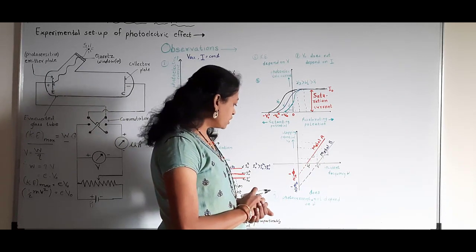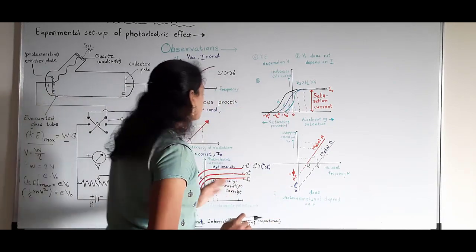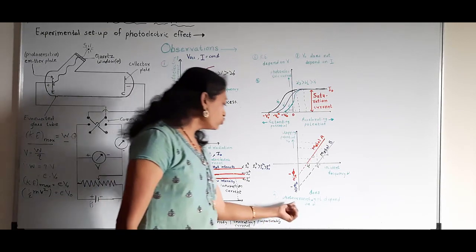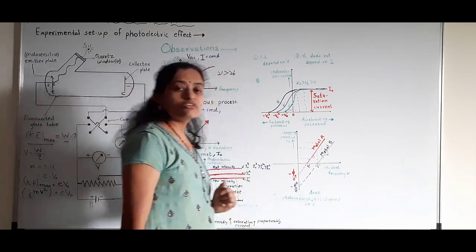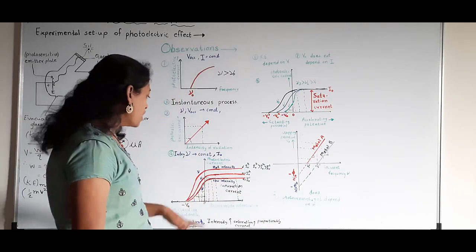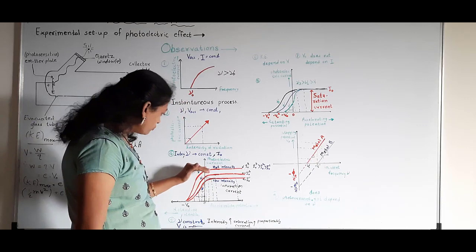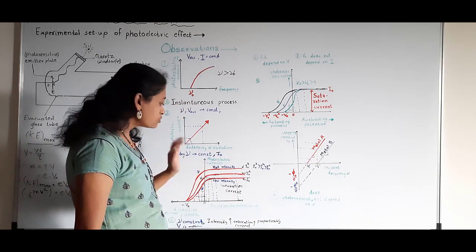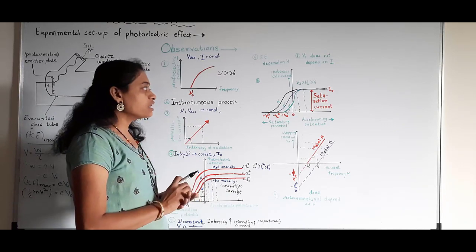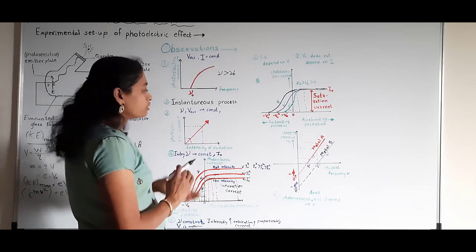By all these observations we can conclude that stopping potential does not depend on the intensity, but the photocurrent depends on the intensity. As we see here, as we increase the intensity, photoelectric current also increases. These are our basic and important observations about the photoelectric effect.